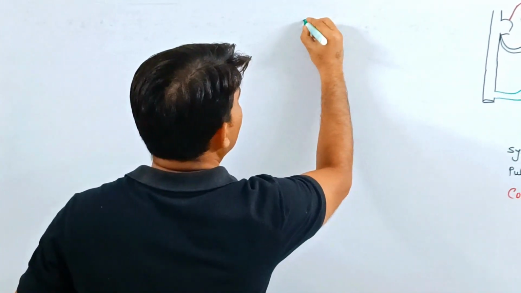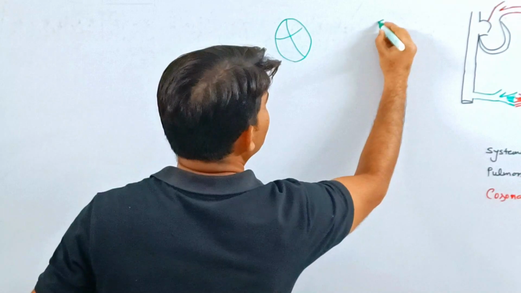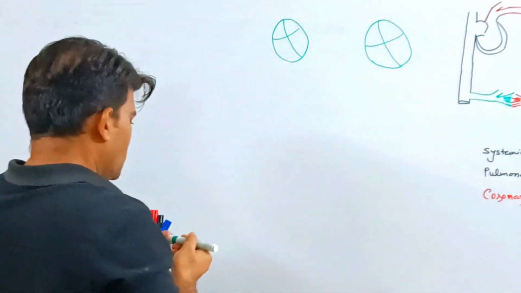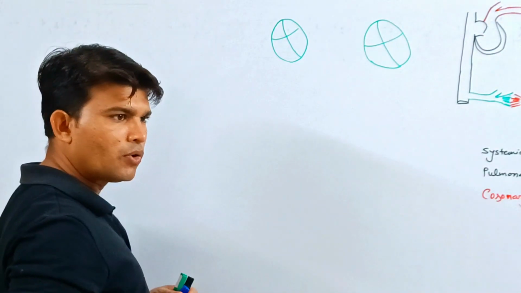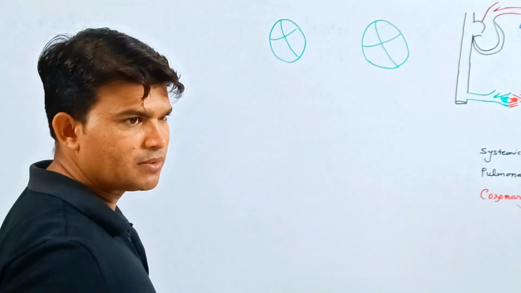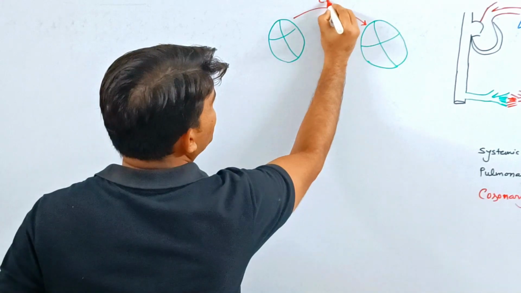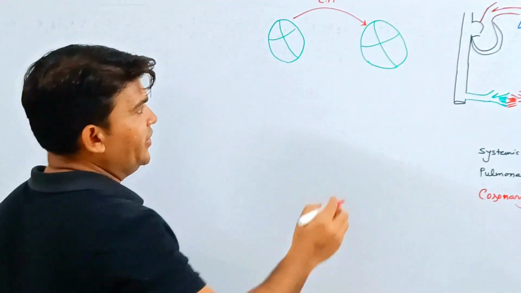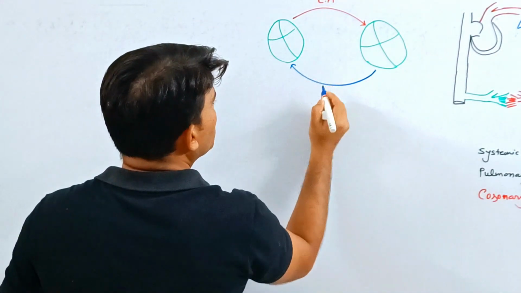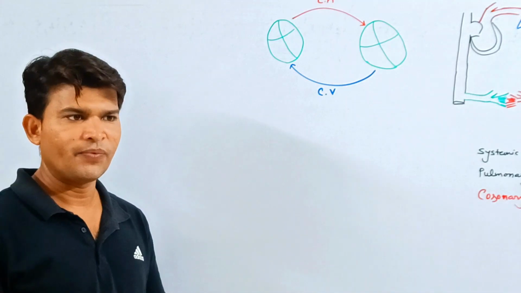So suppose this is a heart, right? I am drawing the figure. This is heart, this is another heart. I am going to create a definition of the coronary microcirculation. The circulation within the heart, which is providing blood to the heart by the coronary artery, and it drains deoxygenated blood into the heart by the coronary veins. This small circulation is called coronary circulation, right?